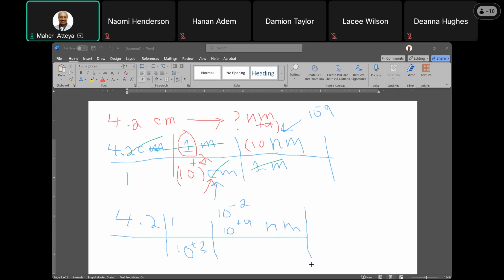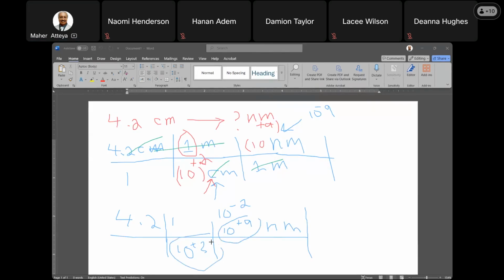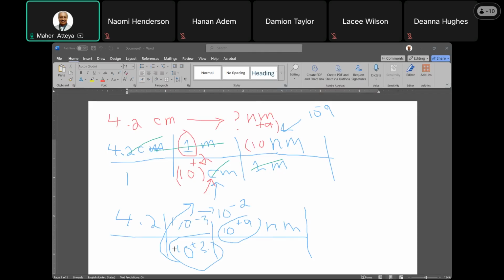Okay, guys, the 10 plus 2 that's at the bottom here, I have to get it up with the opposite sign, which is 10 minus 2, right? 10 minus 2 will be at the top here, out of the bottom here. Minus here, guys, sorry. 10 minus 2, 10 plus 9 would be 10 plus 7. So the answer is 4.2.